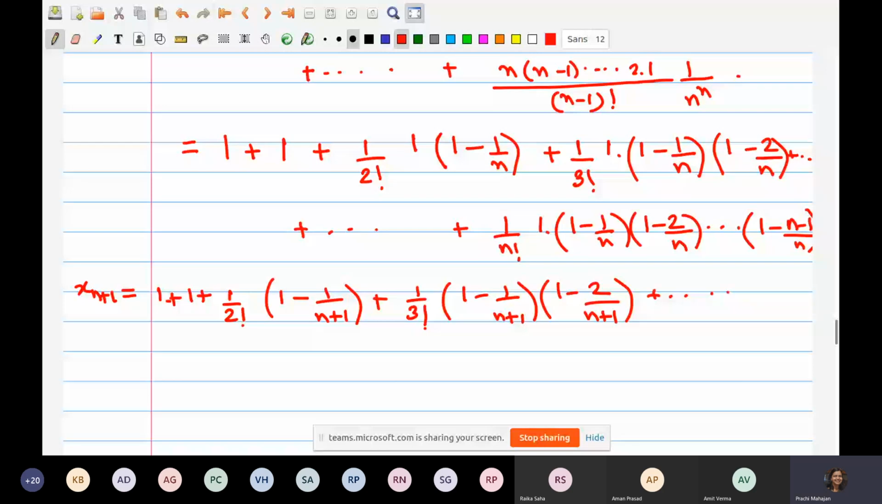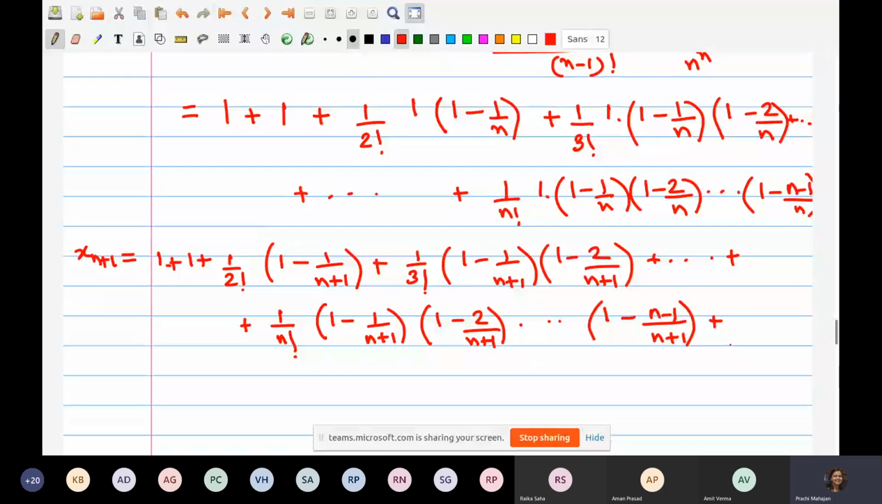So let's write it down. What will happen here is, this is what I am writing as the second last term in xn plus 1. So this will be 1 minus 1 by n plus 1, 1 minus 2 by n plus 1, and so on, and 1 minus n minus 1 by n plus 1. If this looks like a bit too much, don't worry. All I'm doing is just writing down the terms, nothing else. If you write it down coolly on your own, you will get the same thing.